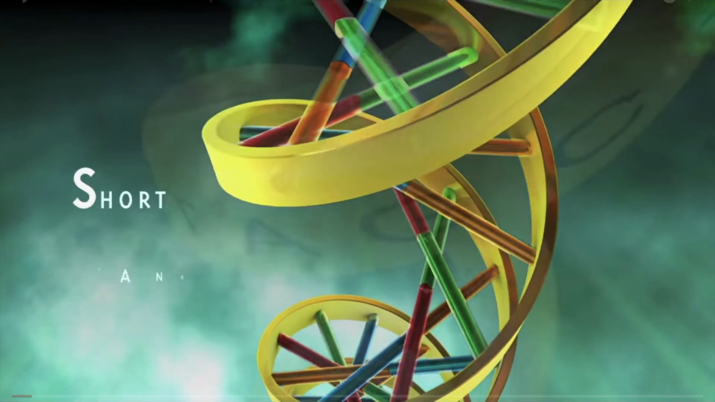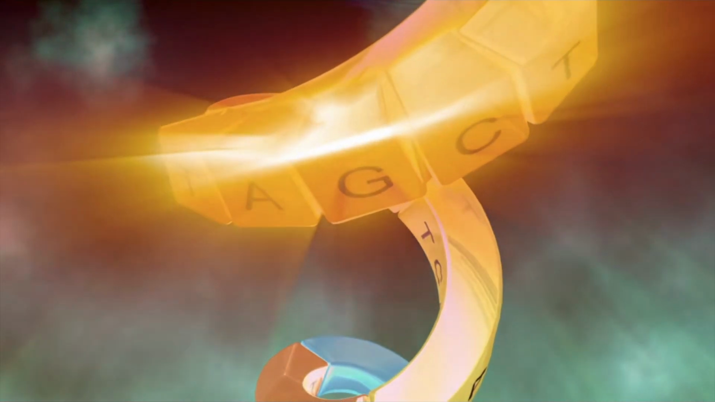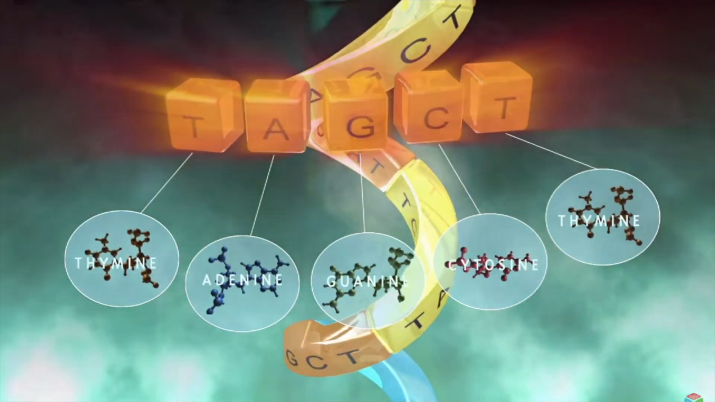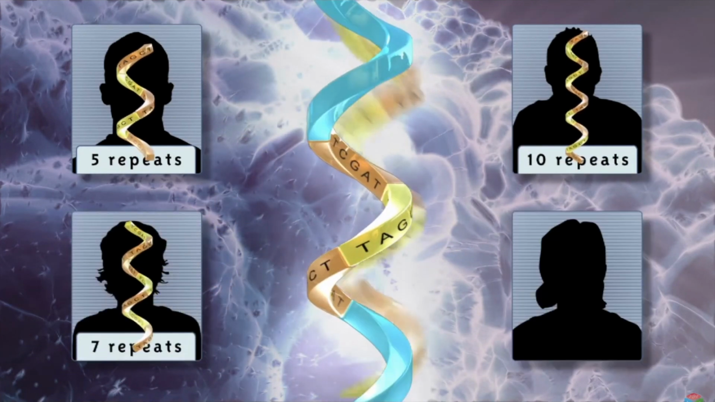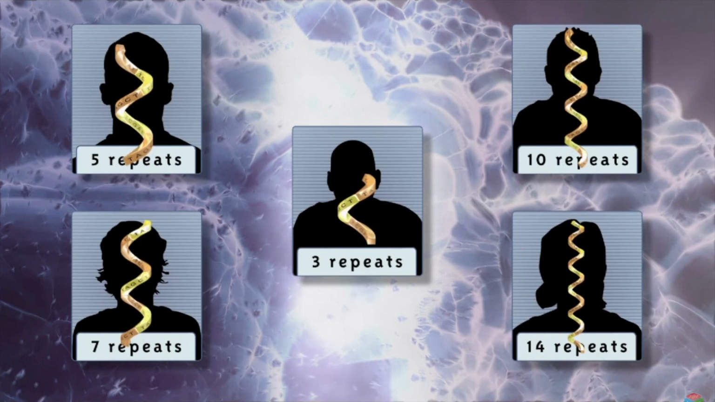A short tandem repeat, or STR, is a region of DNA composed of a short sequence of nucleotides repeated many times. Since the number of repeated sequences in a given STR varies from person to person, pinpointing these variants can be useful in DNA fingerprinting.